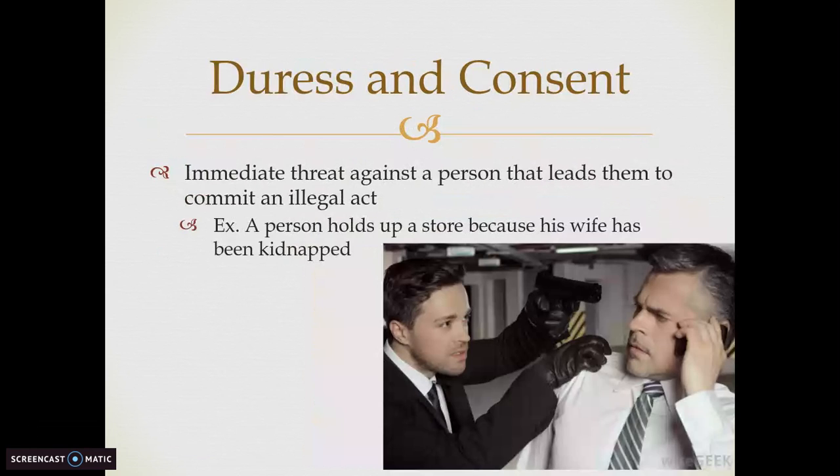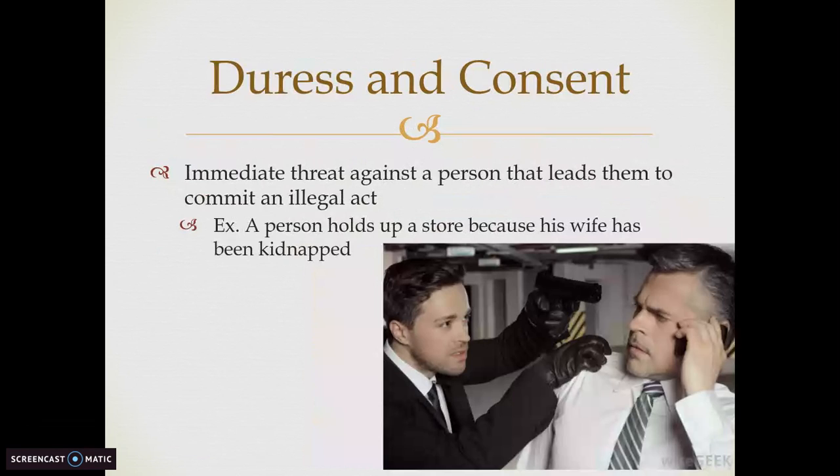All right. And then the last type that I got here for us today is called duress and consent. Can also kind of be called extortion, but we're going to get to that one a little bit later when we get to our definitions of crimes next week. This is where if somebody forces you to commit a crime, you can argue that in court and say that you didn't have a choice.